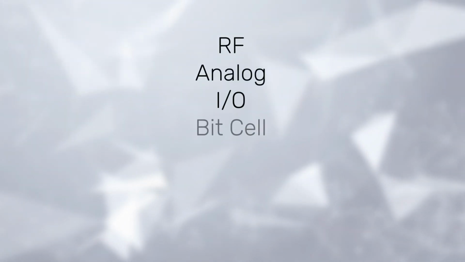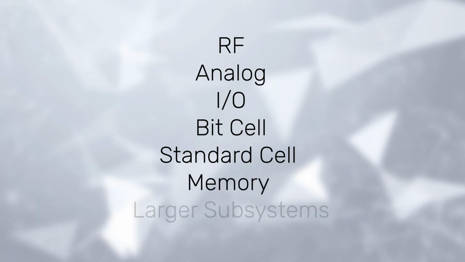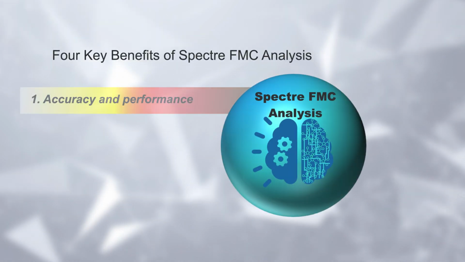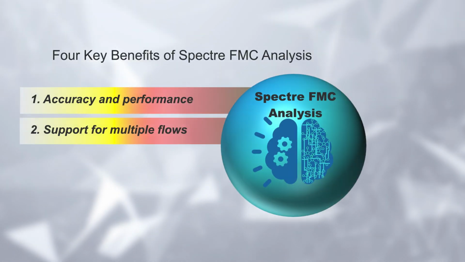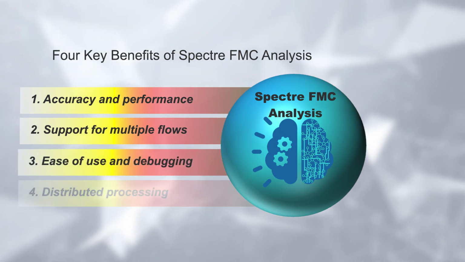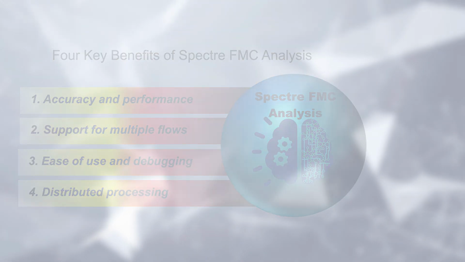Let's take a look at the applications of Spectre FMC analysis. Spectre FMC analysis technology can be applied to any circuit design type, ranging from RF, analog, I/O cells, bit cells, standard cells, memory, and even larger subsystems. Let me walk you through the 4 key benefits of this technology. 1. Accuracy and performance. 2. Support for multiple flows. 3. Ease of use and debugging.